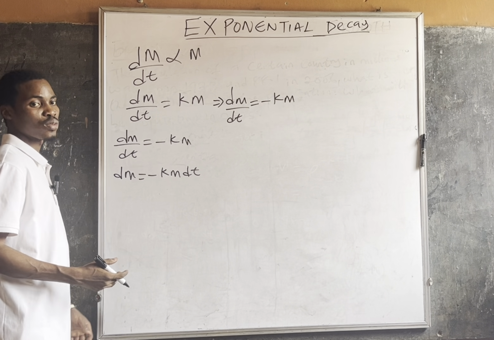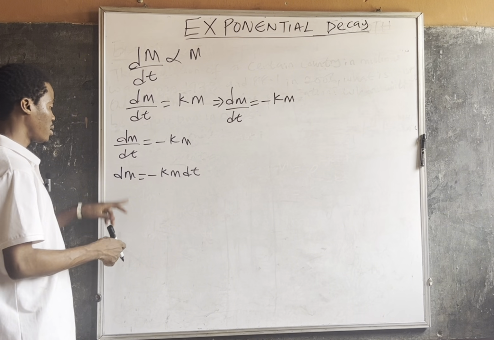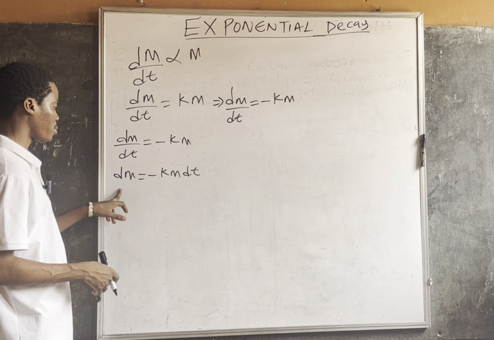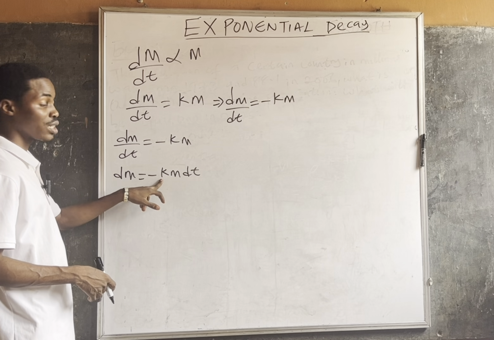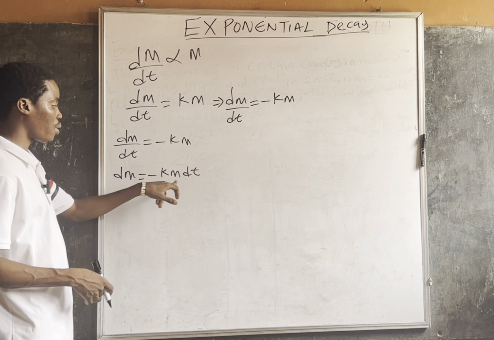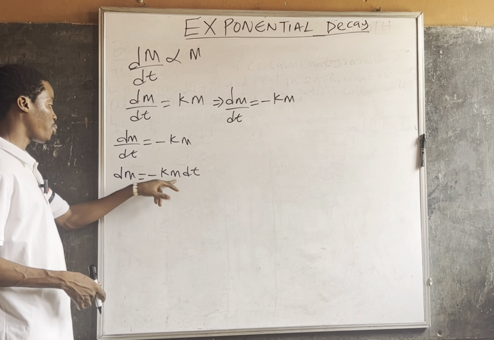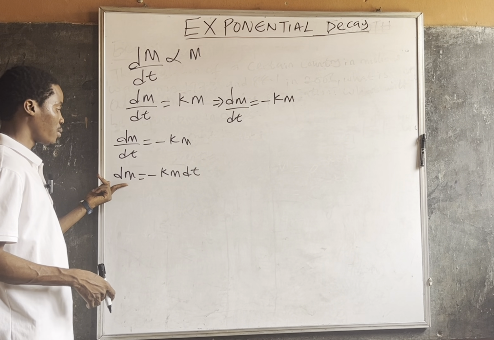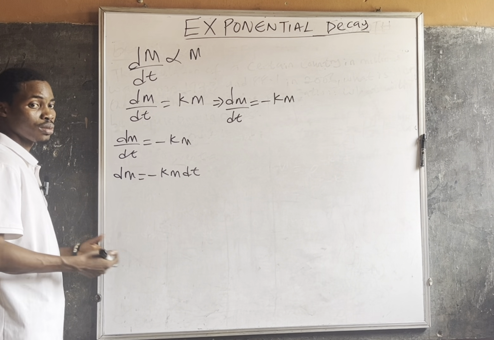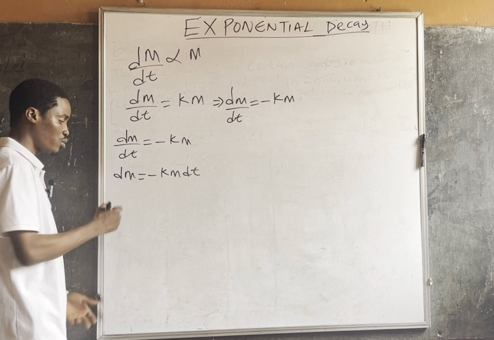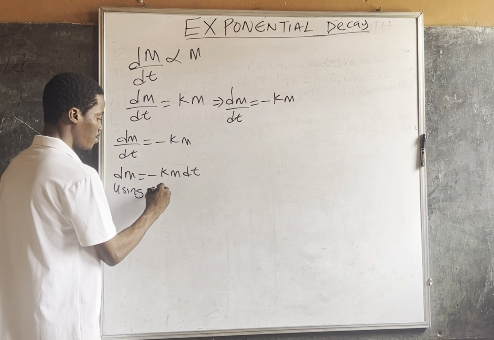Variable separable means that we separate the variables. This is m. We have to take our m to here. Our k will remain with dt because it's a constant. There's no variable for it, so it should remain with this. Our m will go here. It means we separate m to go here, and our k always remains with dt. So we have to use variable separable.